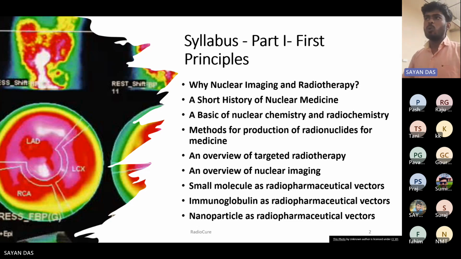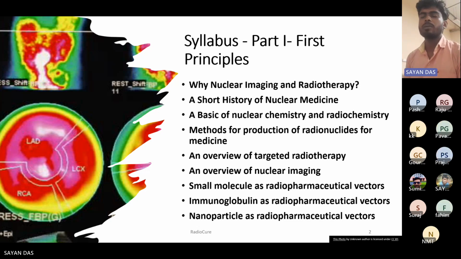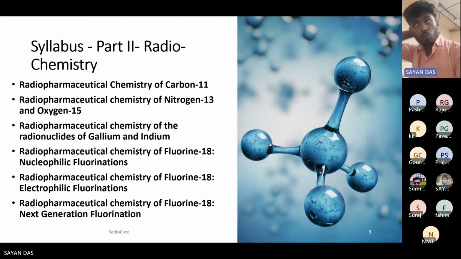So part one of our syllabus we will cover in probably 5 to 6 classes. We will cover all those things, and we have named them the first principles, because whenever we study anything, there should be some principle, and those all come under the principles part. And then we'll go to our next syllabus, part 2.